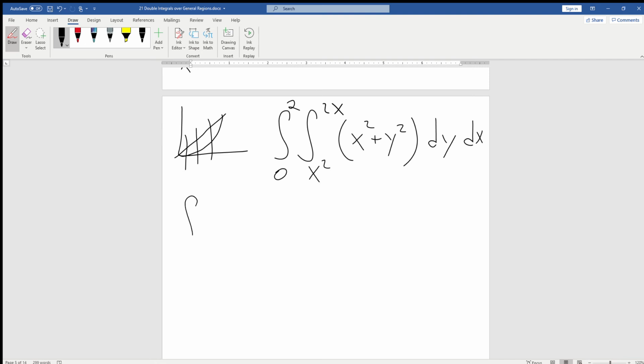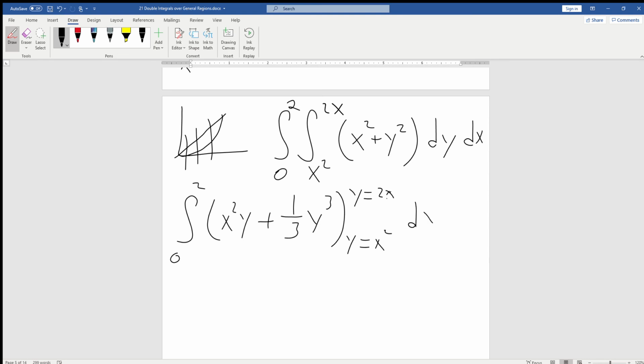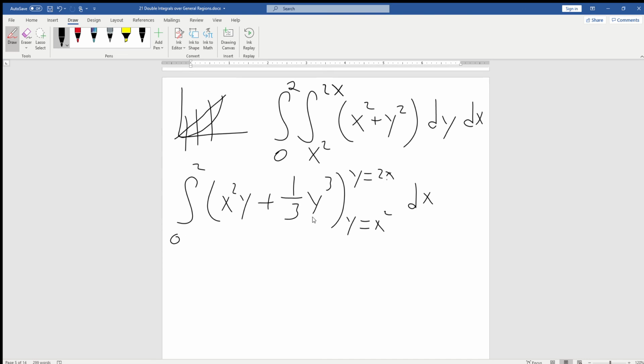So now we have integral 0 to 2. The antiderivative of x squared with respect to y is going to be x squared y. The antiderivative of y squared, add 1, divide by the new exponent. So 1/3 y cubed. y is going to range from x squared to 2x, and then we still have that dx going on in here. So here's our dx. All right. We're not worried about dx yet. In fact, once we get to dx, we're pretty much done.